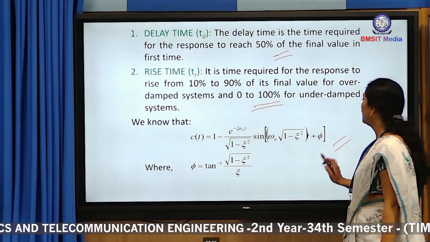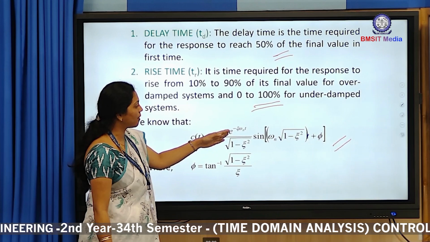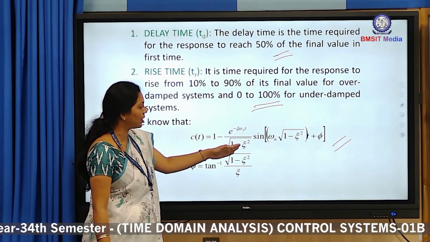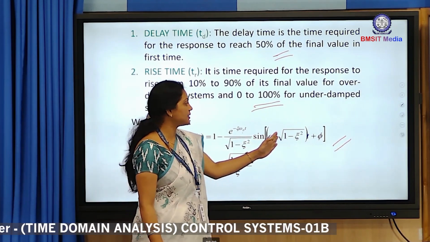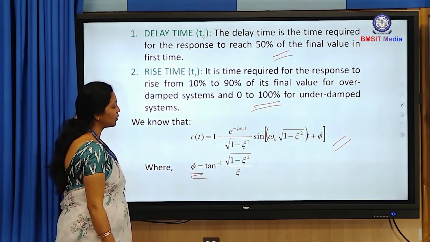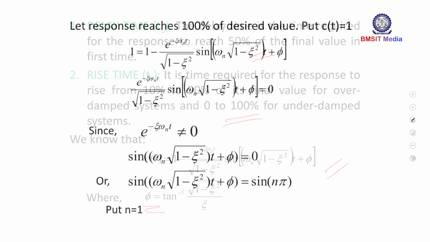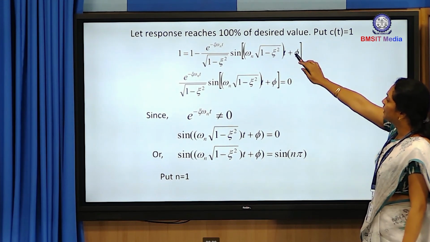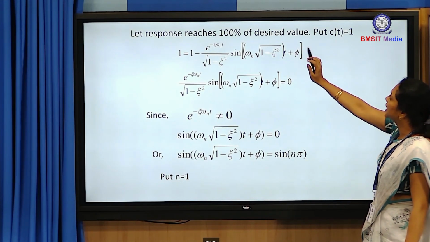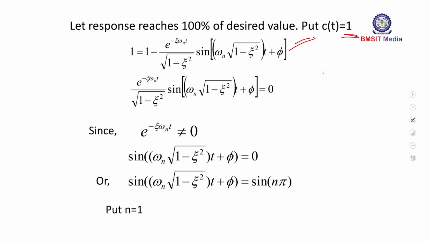So, what is the formula? We already have this formula. C of t is equal to 1 minus e to the power of minus zeta omega n t by root of 1 minus zeta square into sine of (omega d t plus phi). So here, what is the phi value? We know that it is equal to tan inverse of root of 1 minus zeta square divided by zeta. Now what will we be doing? We are saying that the response reaches 100% of the desired value. Therefore, what will be the value of C of t? 100% means it has reached completely, and this condition is your C of infinity.